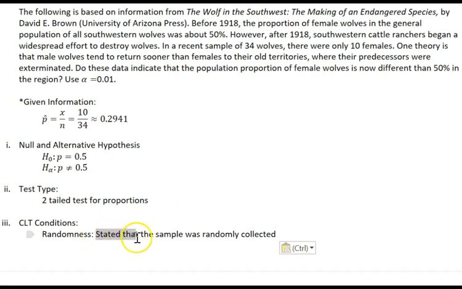It's assumed that the sample was randomly collected. Actually, I don't even have to say that it's assumed. My chances of running into wolves is pretty random. I can't select which wolves I'm going to run into. So we can say that the sampling of wild wolves will be random.